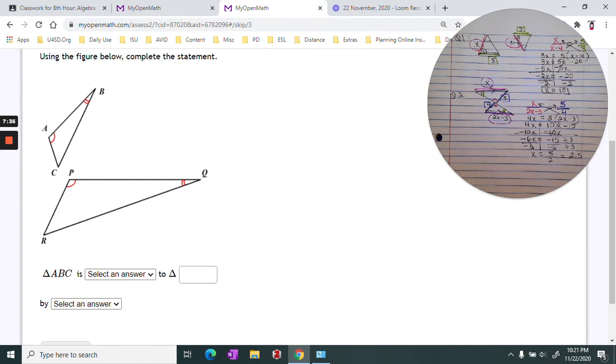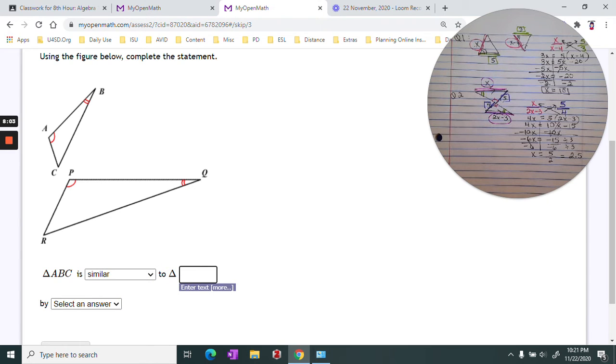Use the figure below to complete the statement. All right, I've got some angles marked. So I'm starting with triangle ABC. So I go from A to B, my single mark angle to my double mark angle. So I know that A and P are marked the same way, so those are going to be in the same position. So I know my triangles will be similar.